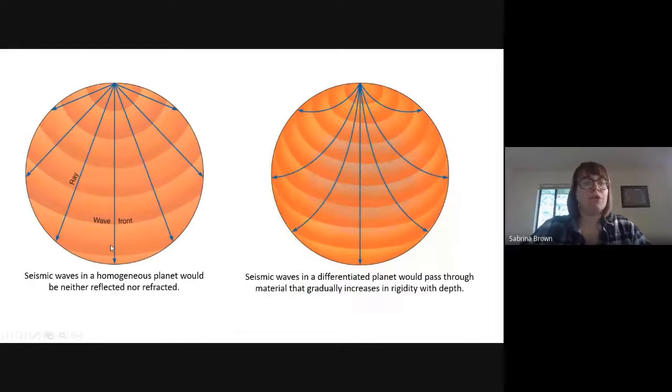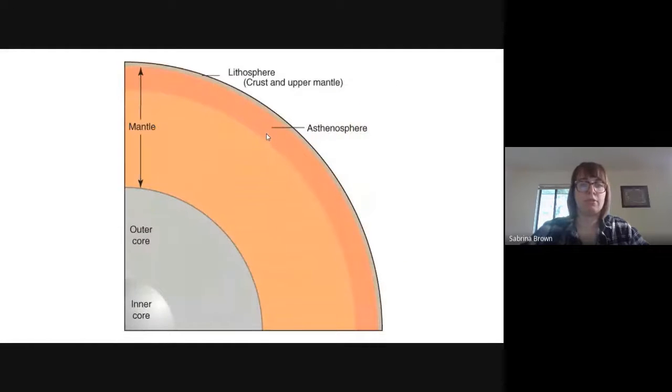All right, so if we didn't have a differentiated planet, all of the waves would just travel in straight lines through Earth. They wouldn't be reflected or refracted. But we have a differentiated planet, which means that those waves get bent or refracted as they pass through different materials, changing in structure, right? How rigid they are, whether they're a liquid or a solid. And so we can use these seismic wave deflections or refractions to understand the different layers of the inside of Earth, right? So remember, we have the lithosphere, which is the solid outer part, the asthenosphere, which is the plastic portion of the mantle that the lithosphere rides on. And then we have a liquid outer core and a solid inner core.